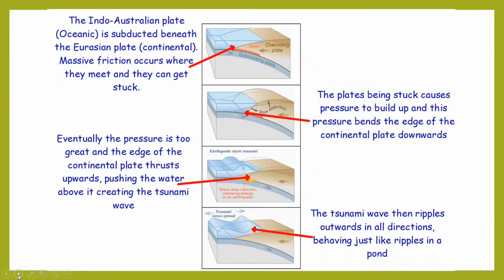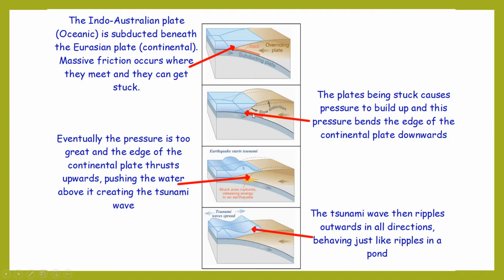Okay, so you should have something along these lines. What's happening here is the Indo-Australian plate and the Eurasian plate are crashing into each other at a destructive boundary, and that causes a lot of friction, as we said. The Indo-Australian plate is the oceanic one, and the Eurasian plate is the continental one in this case study.